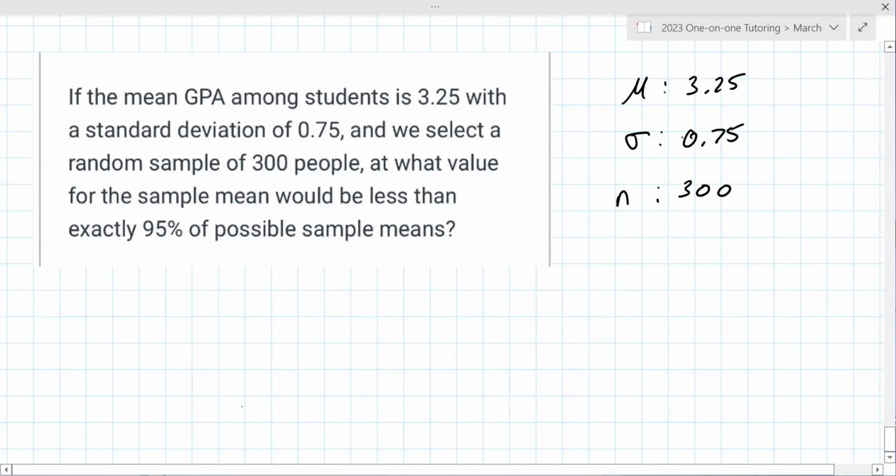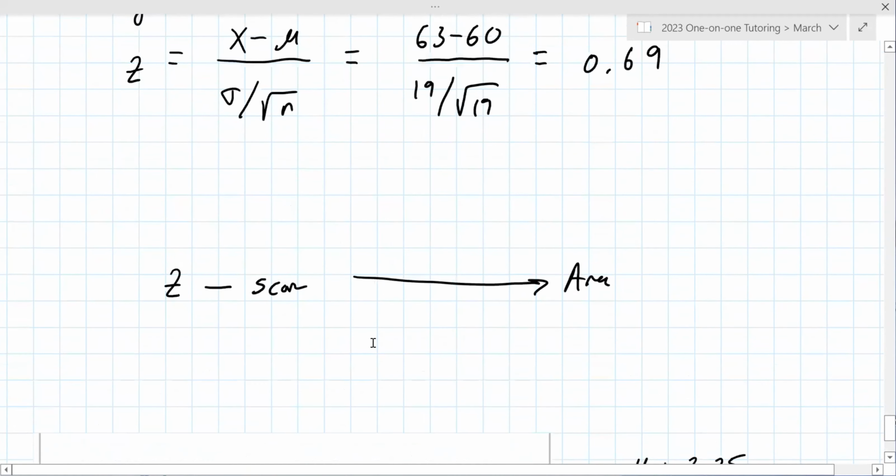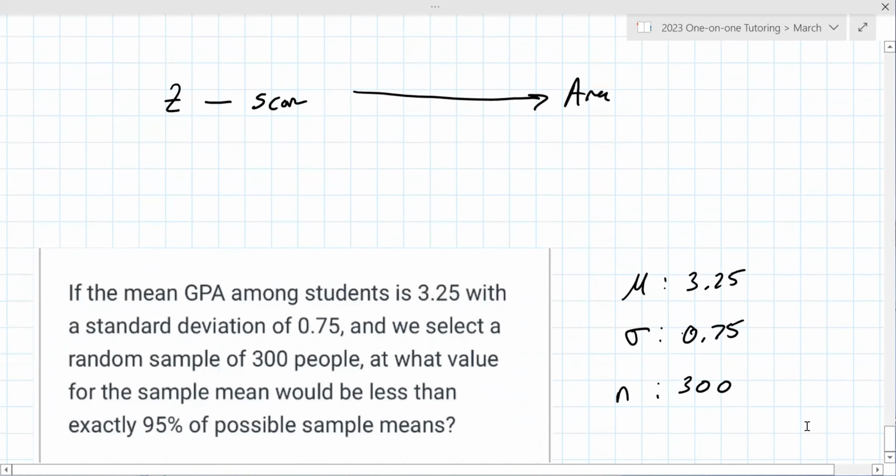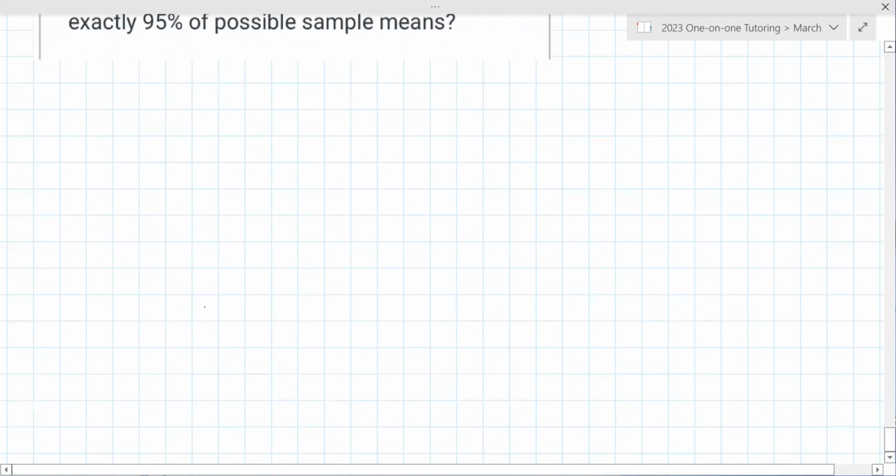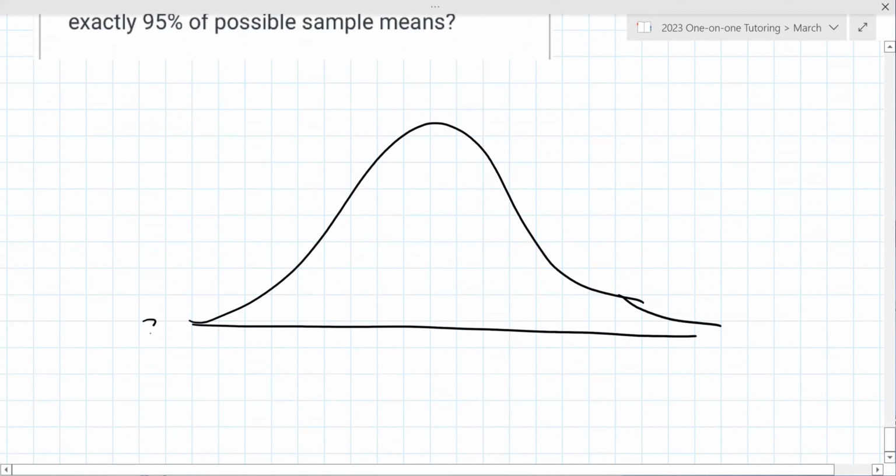On 10, the 0.69, what was that for? That's the Z value, the Z-score. What is the z-score symbol? Good question. So on the normal curve here, Z is along the bottom, and the areas are inside.